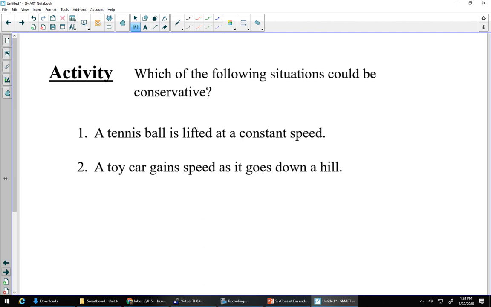Cool. So just one thing to think about here: which situation would be considered conservative?